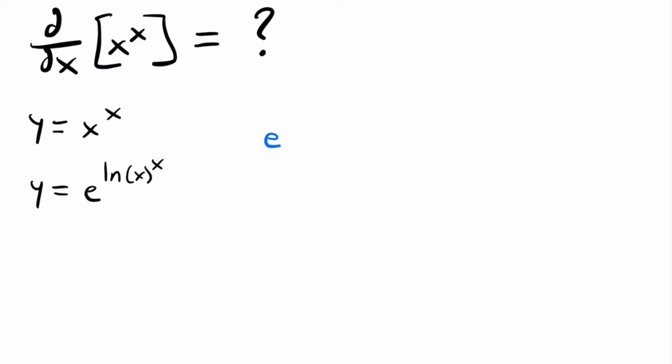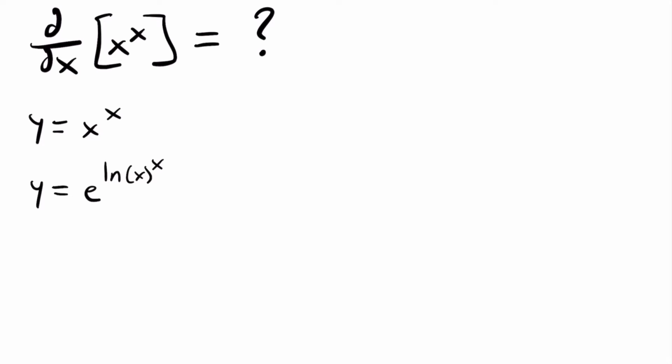Because remember, when you have e to the natural log of x, e and the natural log will cancel out, and you'll actually just be left with x. So in this case, these two would cancel out, and we would be left with x to the power of x. But we actually don't want to cancel them out, right? We added them in so that we can take the derivative of this function.